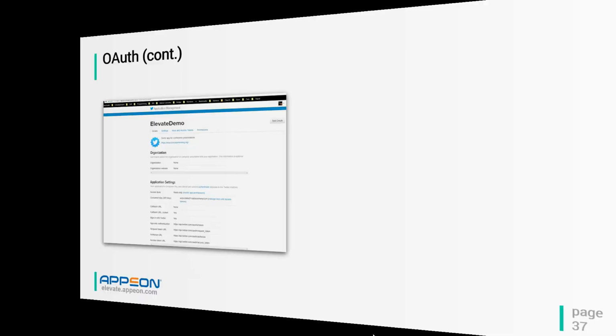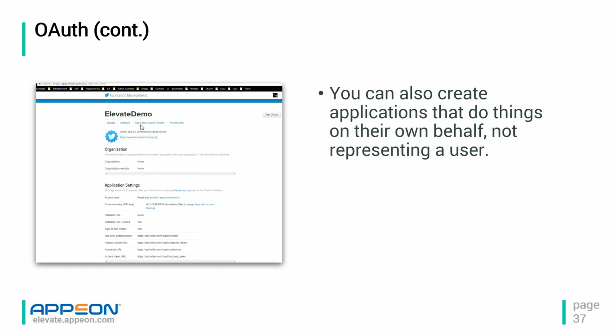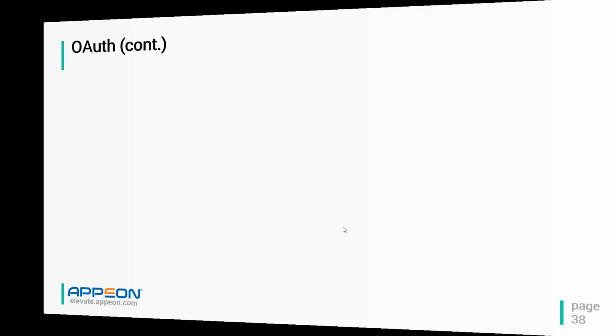But I don't want to do that, so like I said, I'm just going to go in, and I called this particular application Elevate Demo for obvious reasons here. And you'll notice there is a tab here saying Keys and Access Token. Once you go ahead and create the application, you go to that tab, and then it shows you basically a user ID and password. They call it the consumer ID and consumer secret, but they essentially work as a user ID and password for accessing Twitter as an application only.